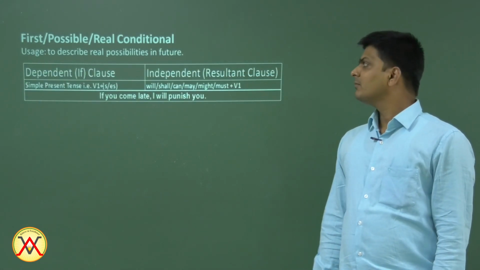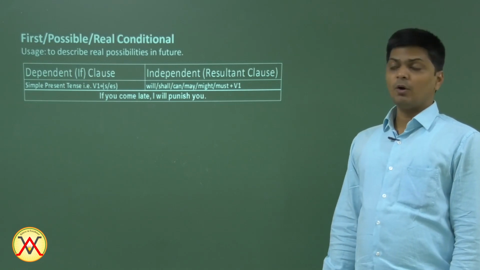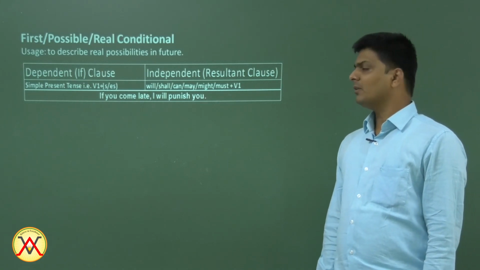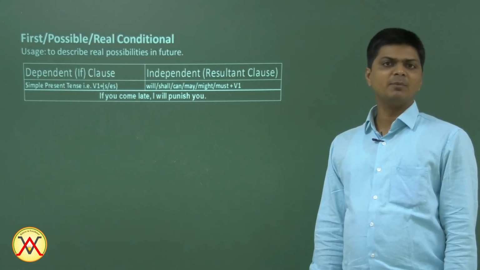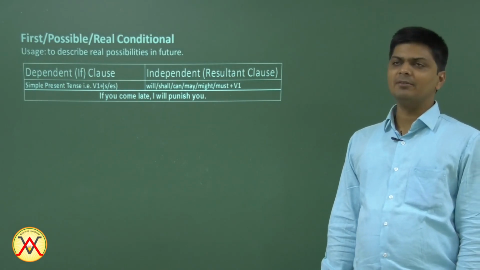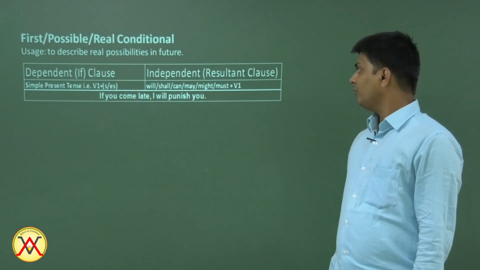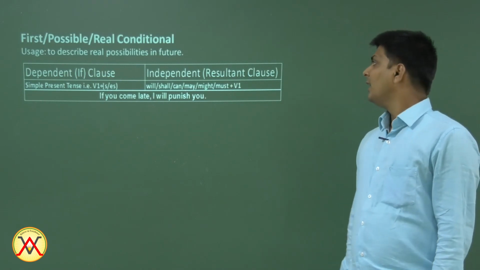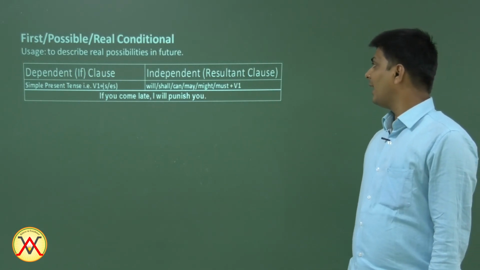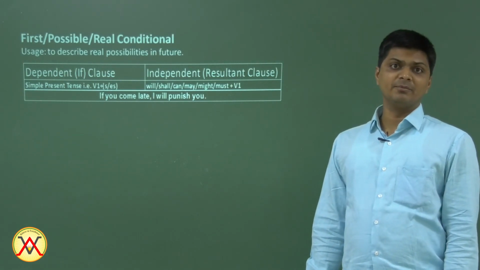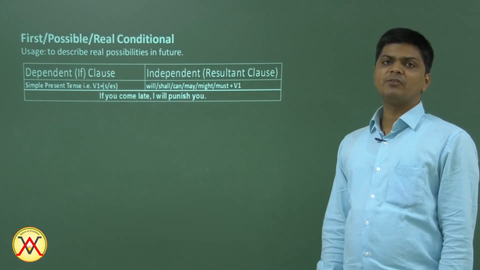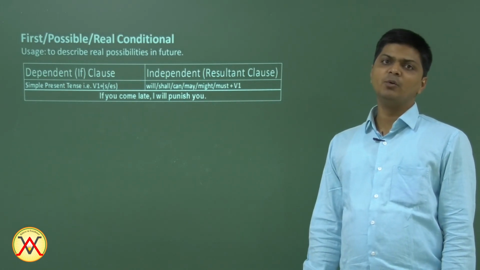Well, the structure would be, in dependent or if clause, there will be simple present tense, first form of the verb with s or es if required. And in independent clause, which is also called resultant clause, it will be will, shall, can, may, might, must plus first form. One of these. Will, shall are used for future statements. I will go there, I shall do it, like that.